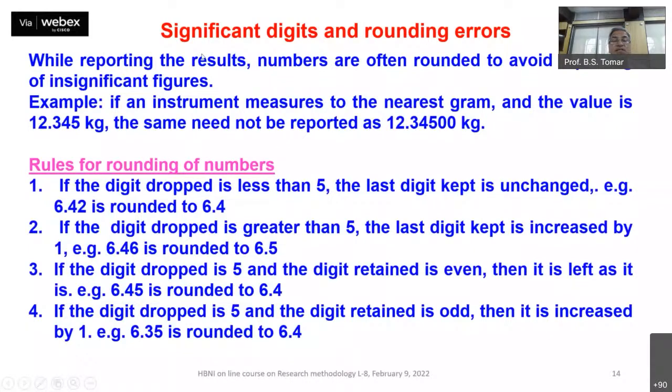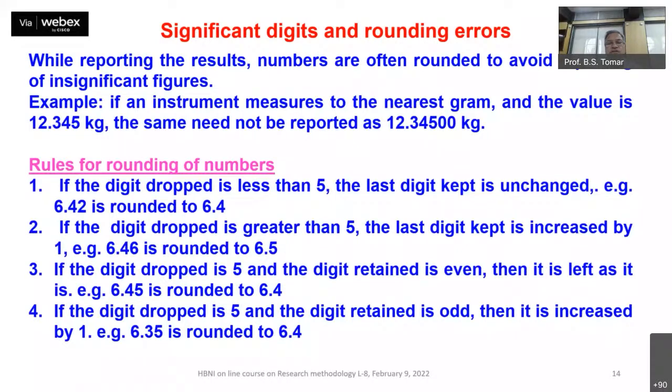So while reporting the results, the numbers are often rounded to avoid reporting of insignificant figures. An example: an instrument measures to the nearest gram. The value is written as 12.345 kilogram. So you should not write 12.34500 kilogram. These two digits have no meaning if you know that it is only accurate up to a gram.